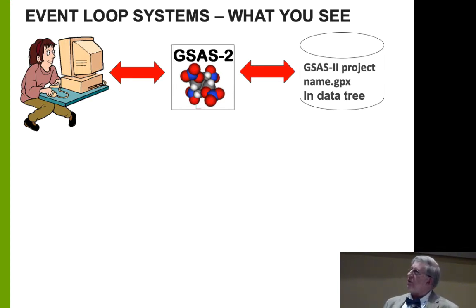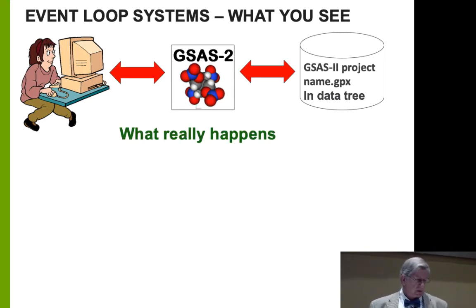First of all, here you are doing something with a mouse, looking at the screen, and I think what it is, I've set it up so that you're looking at a drawing of a crystal structure, and you want to actually just rotate the structure around so you can actually see the other side of it. And so you're talking to GSAS-II, and it's talking to a file that's on a disk. Well, what really happens?